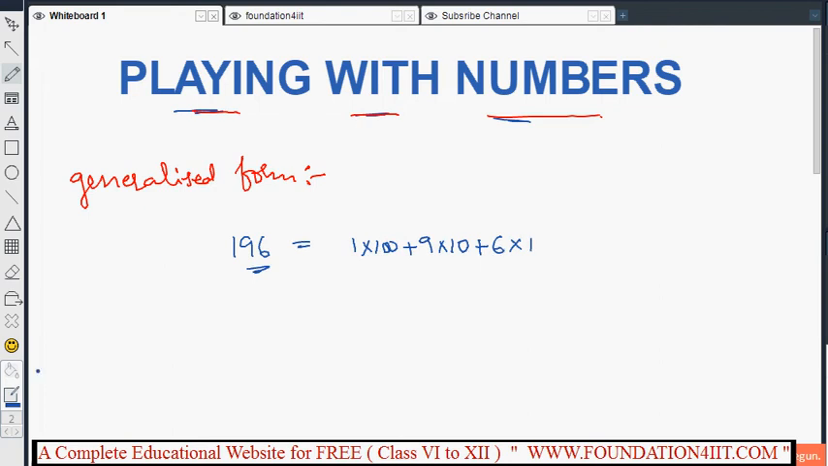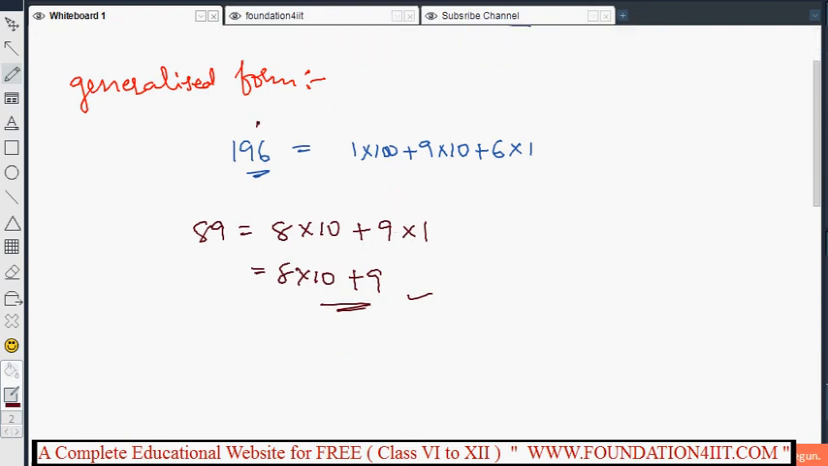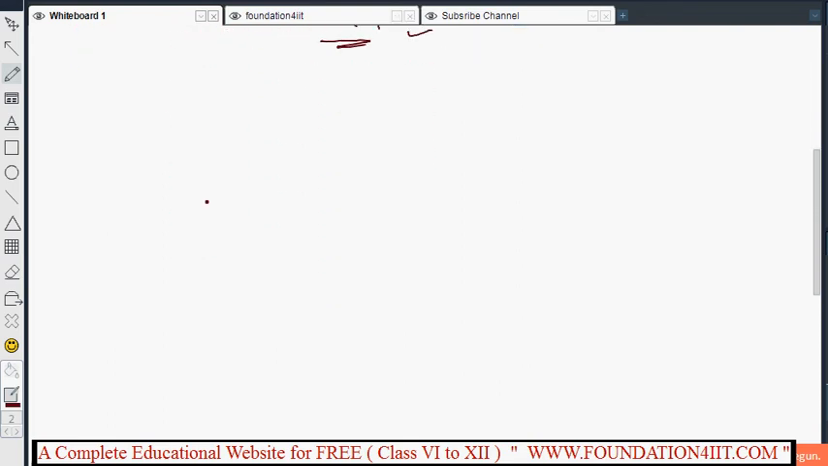So 2 digits, 3 digits, any number of digits, we can take the same. For example, 89. I can write 8 is in the tens place, so 8 into 10 plus 9 into 1. 9 into 1 is 9 only. So we can write 8 into 10 plus 9. This is nothing but generalized form. 196 is a 3 digit number, 89 is a 2 digit number. Any number of digits we can write according to the place value.